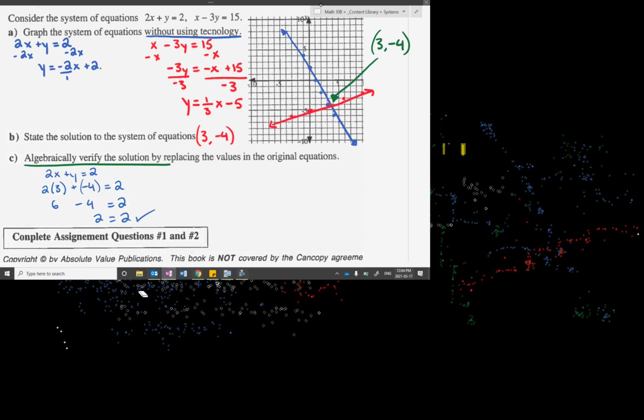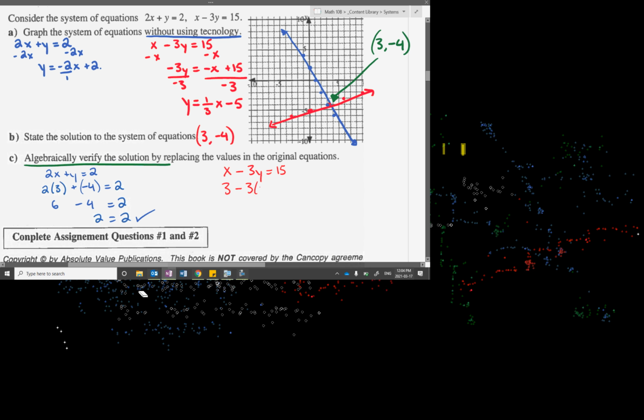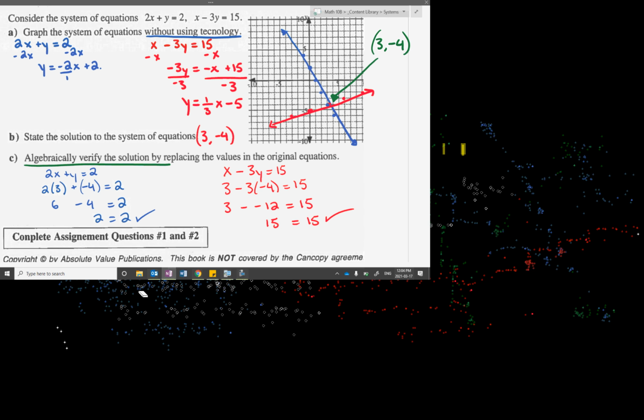Plugging it into, it said both, so I'm going to plug it into both equations. So our second equation was x minus 3y equals 15. So 3 minus 3 times -4 equals 15. So then 3 minus -12. When I subtract a negative, I'm really adding, so I get 15 equals 15. By doing that, you are verifying it.